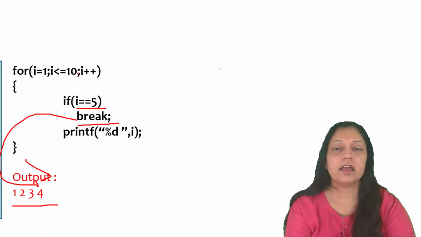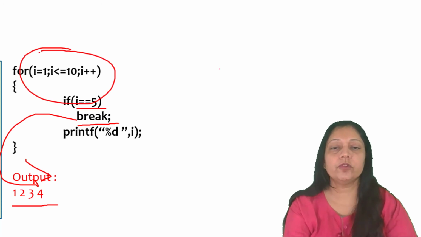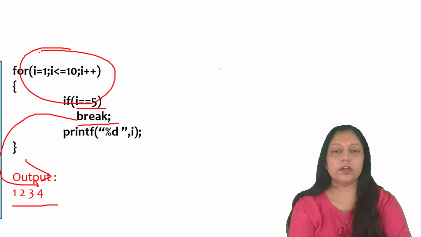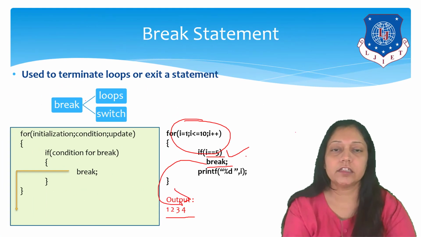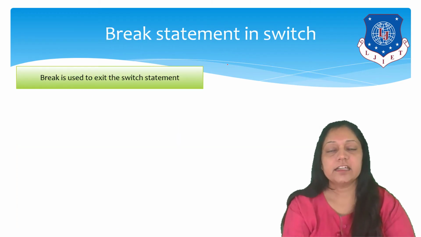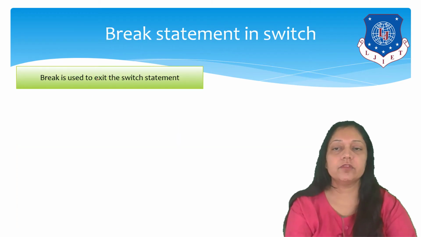Though we are using this for loop to execute it for 10 times, because of the break statement and this condition, our loop got terminated in between. Break statement is also used in the switch statement. So break is used to exit the switch statement.